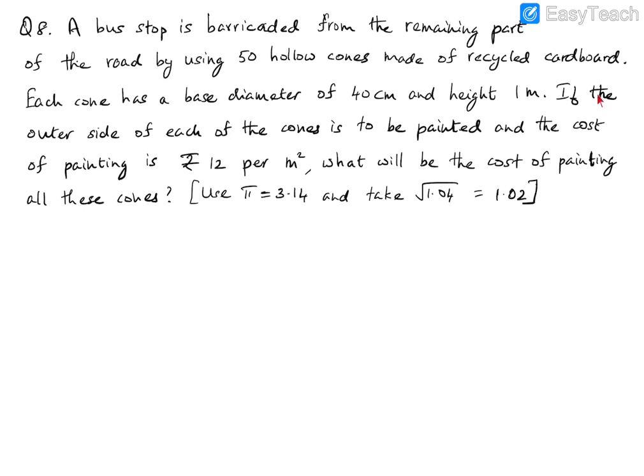And we are told that we have to paint the outer side of each of these cones, and the cost of painting is rupees 12 per meter square. We are asked to find the cost of painting all these cones. First, we have to calculate the curved surface area of a single cone, and then we know there are 50 such cones, so we will multiply it by 50 to find the curved surface area of all the 50 cones. Then we just have to multiply with the cost per meter square to get the cost of painting all the cones. So fairly straightforward.